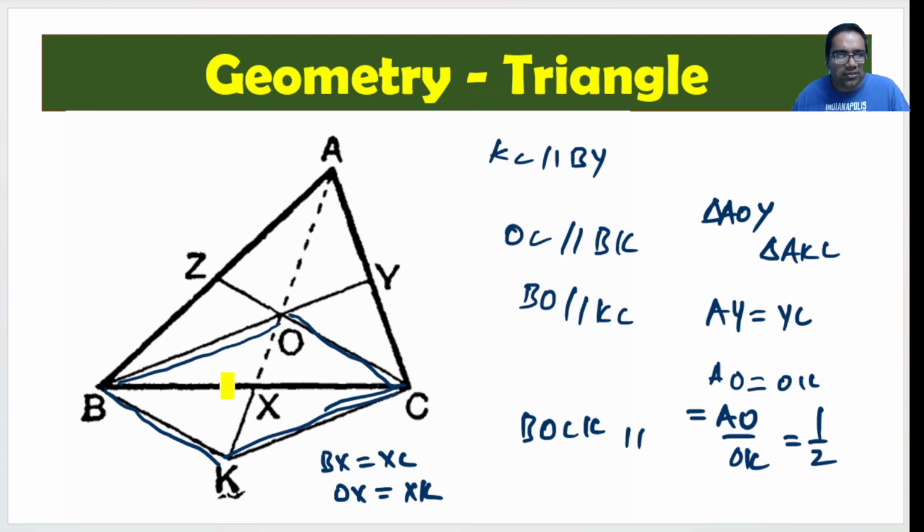Now, this is what we wanted to prove. BX equal to XC. What does that mean? This part is equal to this part. That means X is the midpoint. That means AX is a median. This is what we wanted to prove, right? So AX is a median, that is already proved.